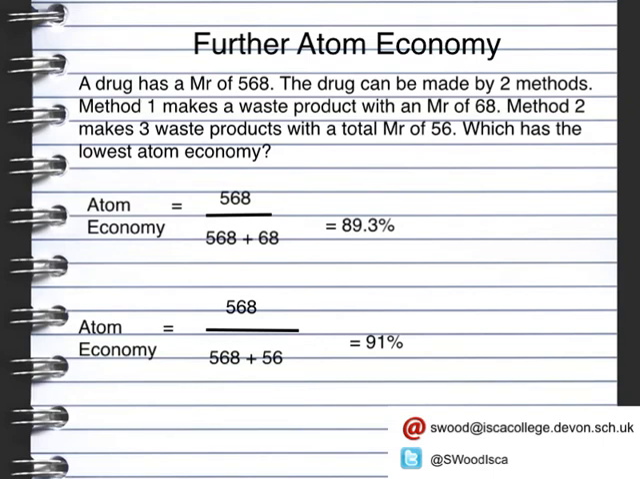Now obviously because of this, with method 2, even though we produce three products, we're getting a higher atom economy. So in terms of atom economy, method 2 is the better method to use. Now you might need to explain why. It's very simple. Although you have three waste products, in terms of the atoms that you're wasting, it's only 9% as compared to nearly 11% on the first one.